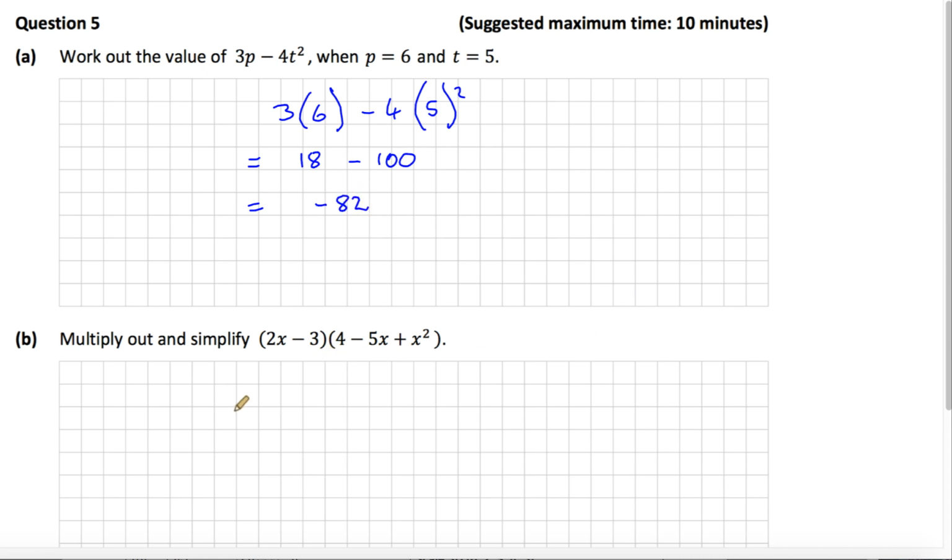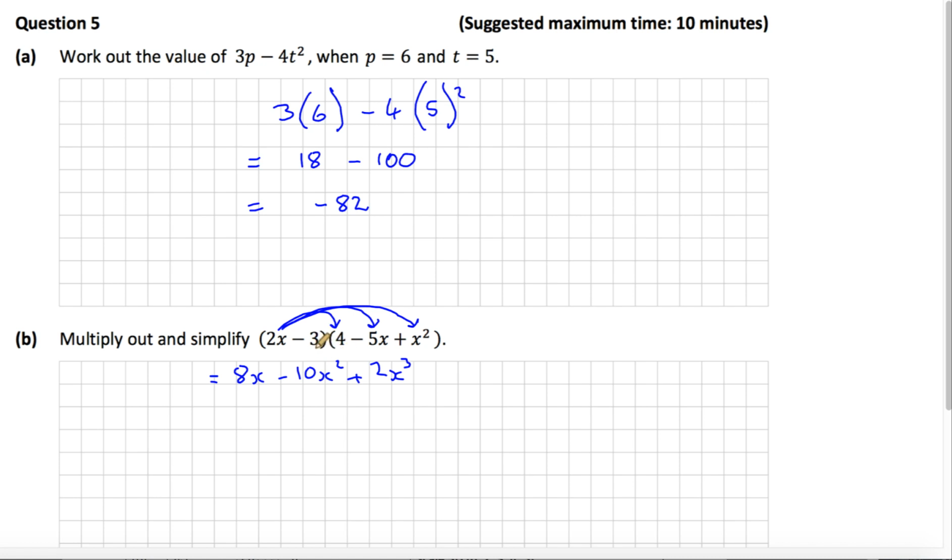Okay, part B, multiply out and simplify 2x minus 3 times 4 minus 5x plus x squared. Okay, so you can do this by grid method or just by this method here, where you just multiply each term in the first bracket by each term in the second. So multiplying 2x by 4, that's 8x. 2x by negative 5x is minus 10x squared.